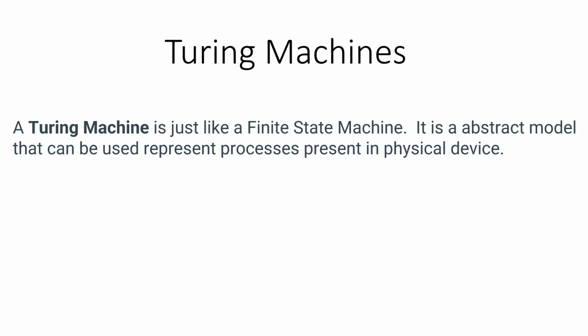Now we'll talk about Turing machines. A Turing machine is just like a finite state machine in that it is an abstract model, not a physical device. So it's an abstract model that can be used to represent processes present in a physical device.